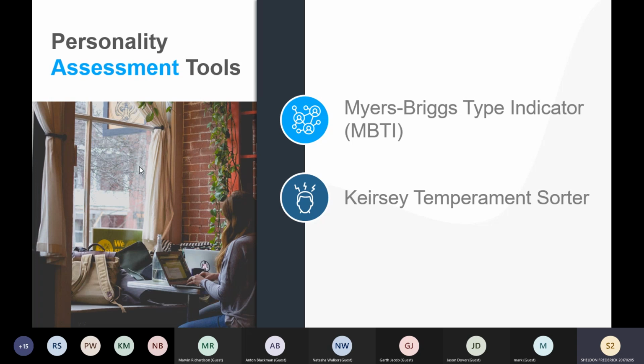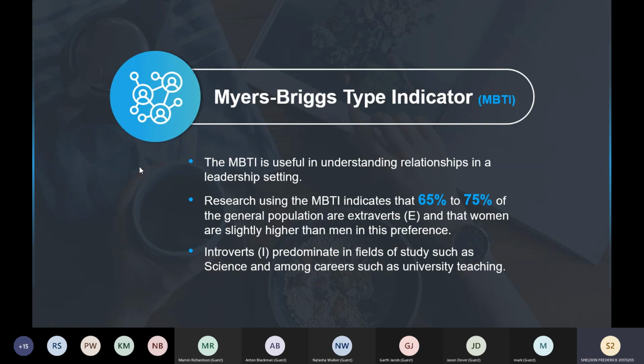The personality assessment tool is perhaps the best known method of assessing Jungian personality types, and the two are the Myers-Briggs Type Indicator and the Keirsey Temperament Sorter. The Myers-Briggs Type Indicator, the MBTI, is useful in understanding relationships in leadership settings.